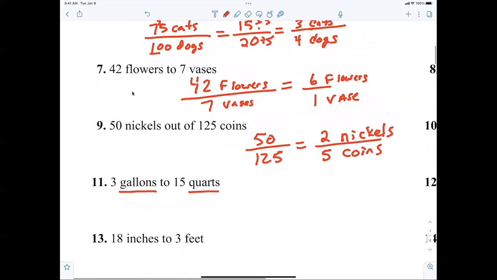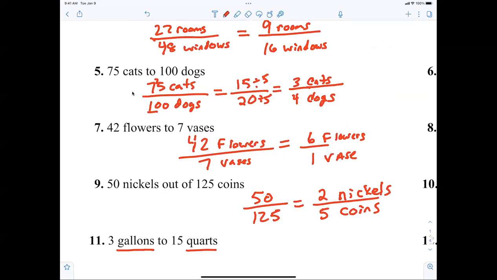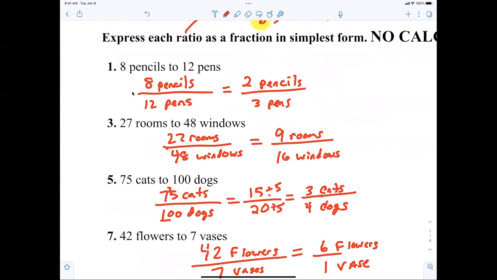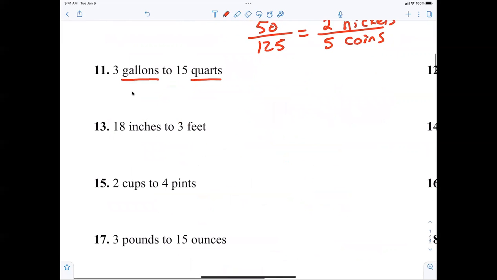So, for example, flowers and vases. Can I convert a flower to a vase? No. Can I convert a cat to a dog? No. You see what I'm getting at? I can't convert rooms to windows and pencils to pens. But there are relationships between what? Gallons and quarts. Now, again, this is not the most important thing in the world to know, right? But it is important just for information. If somebody said quarts and gallons, what's the relationship? Do you know?